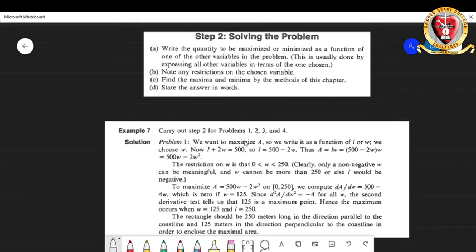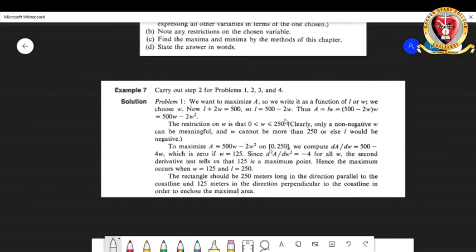So here we have to maximize A. So we will write the function A as a function of L or W. Okay, we are choosing W. We have L plus 2W is equal to 500, so we can write L in terms of W. That is L is equal to 500 minus 2W. Also we know that A is equal to LW. So instead of L you can write (500 minus 2W) into W. When you multiply, you get A is equal to 500W minus 2W square.